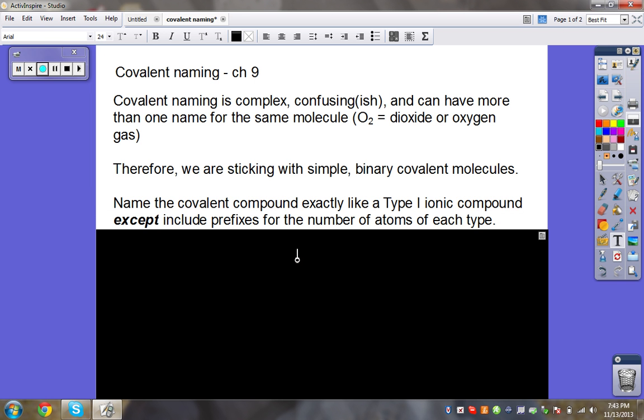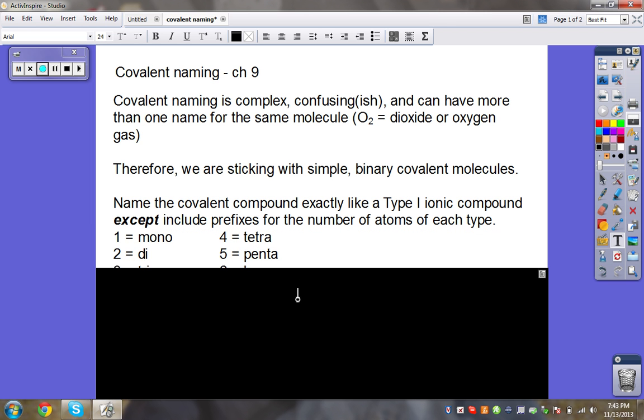So the way we're going to name binary covalent molecules is exactly like a type 1 ionic compound. So that's like NaCl, remember, without transition metals. Except that we are going to include prefixes for the number of atoms of each type. And a little later in this video, I'll show you why we include prefixes.